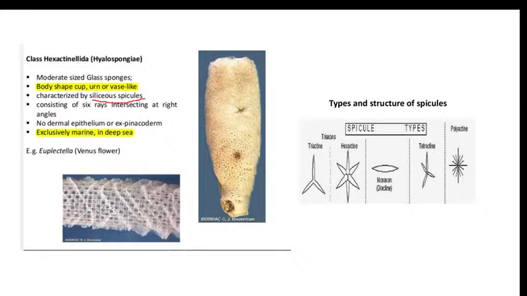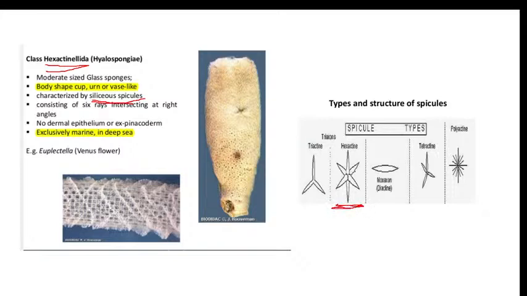Spicules made of silica. They are the siliceous spicules, and the body shape is urn shape or vase shape. So it has the shape of a flower vase and it is characterized by siliceous spicules which consist of 6 rays. That's why it's called Hexactinellida. Hexa means 6. You just have a look here.